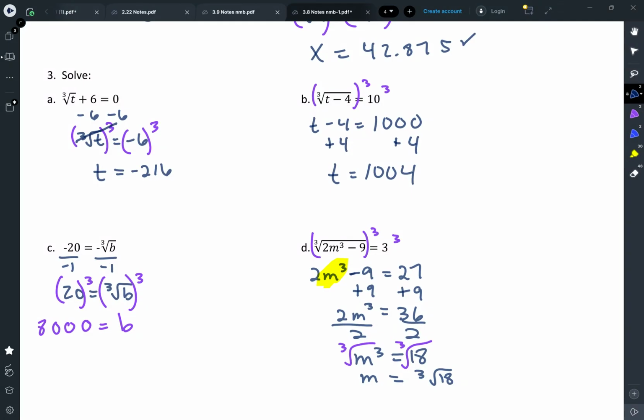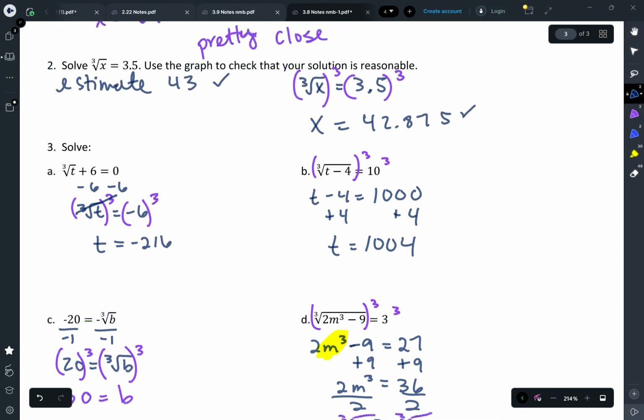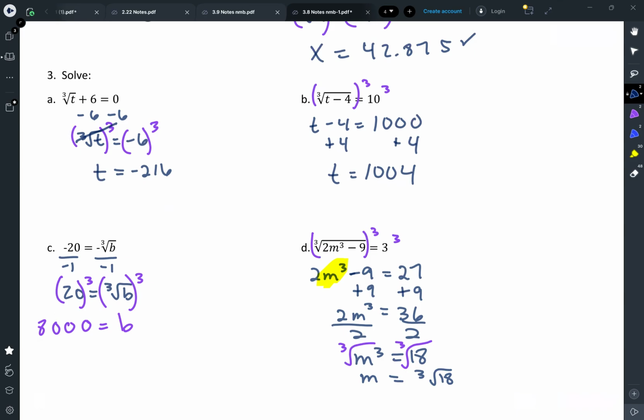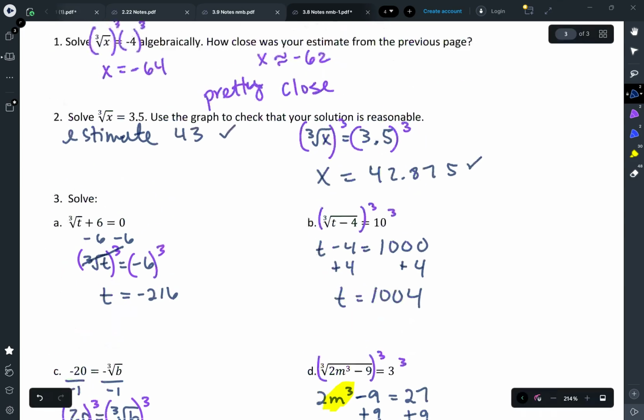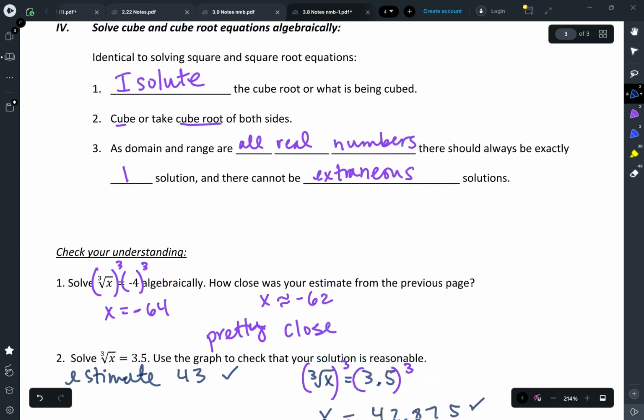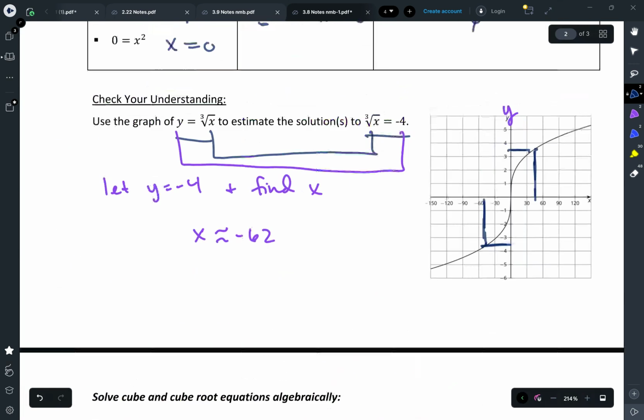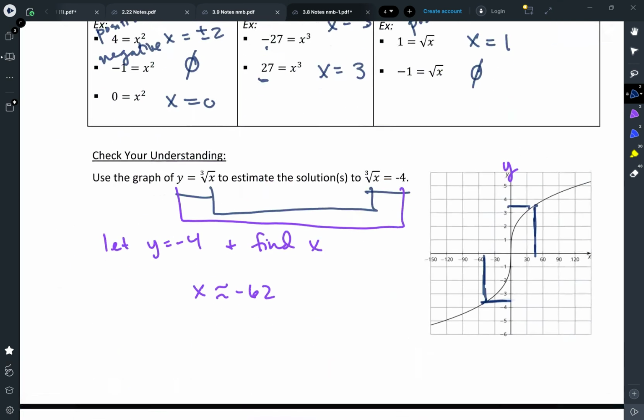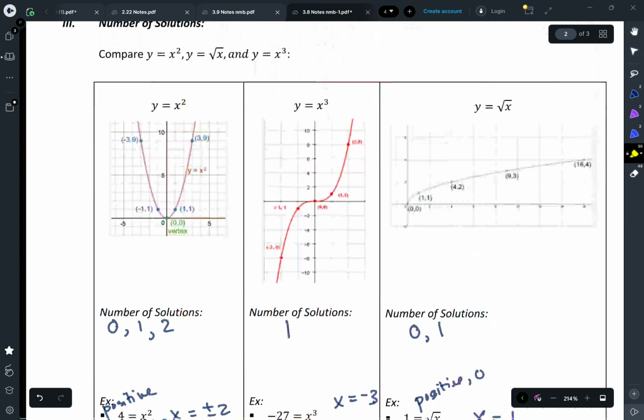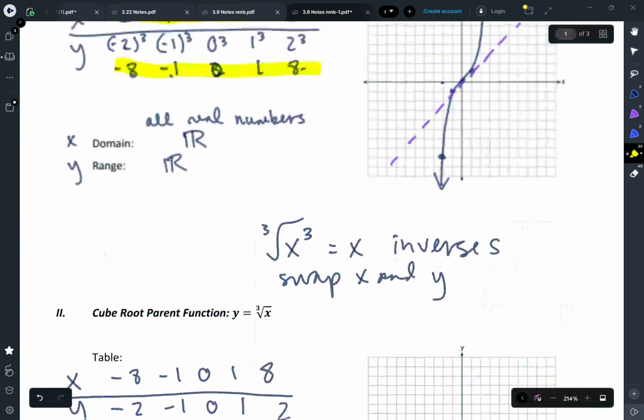So big ideas today are just solving cubes and cube root equations. So I realize we didn't look at any equations that have x cubed here on notes, but we will definitely look at a bunch of those together in class. Estimating things off the graph still is a really big skill that we need to work on. Make sure you understand those. You're going to see those on a test and quiz. And as always, if you have questions, make sure you ask.